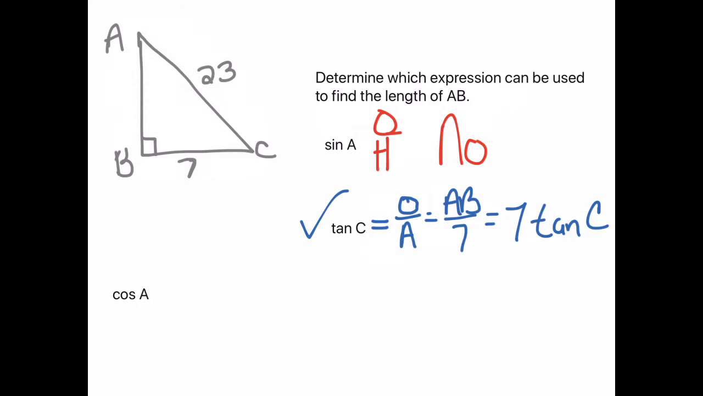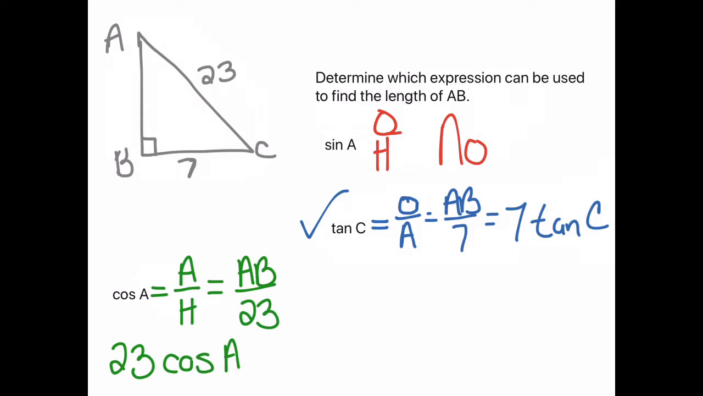The next one wants to know about the cosine of A. Remember, the cosine is always the adjacent over the hypotenuse. So from angle A right here, the adjacent leg would be AB, and the hypotenuse would be 23. So using algebra, 23 times the cosine of A would give us side AB. So this one is a yes.